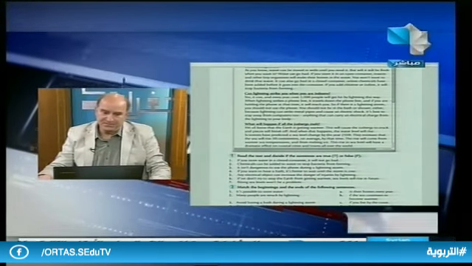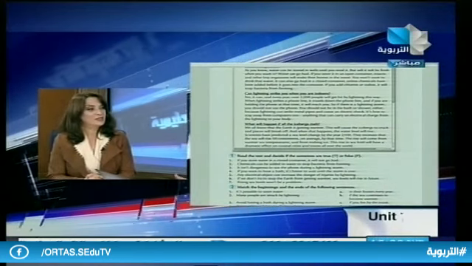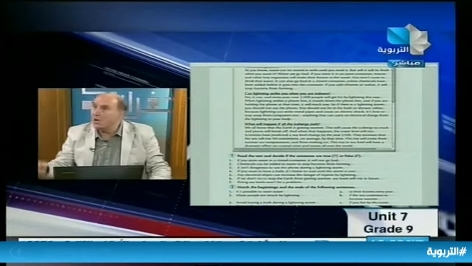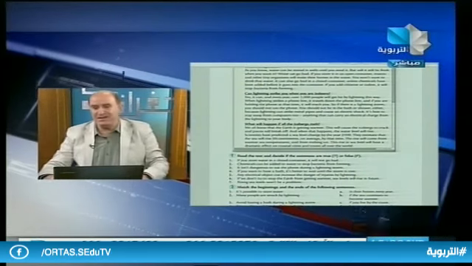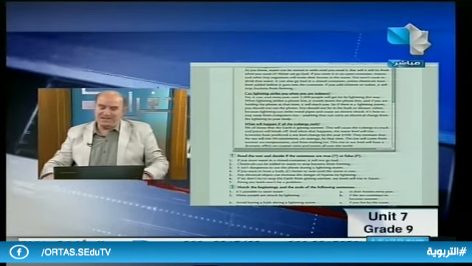Number 7. Rising sea levels won't be a problem. Of course, false. The text says that it will be a big problem because it will flood the cities and villages around. Very nice. Thank you very much.